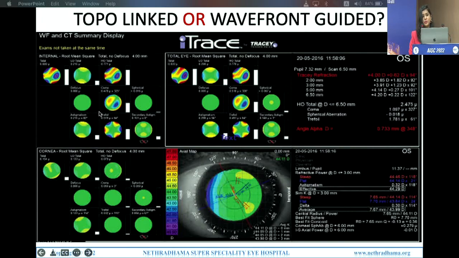So for this patient, we treat the eye as a whole. We treat the entire wavefront, which is done by a wavefront guided LASIK rather than a topo-link LASIK.